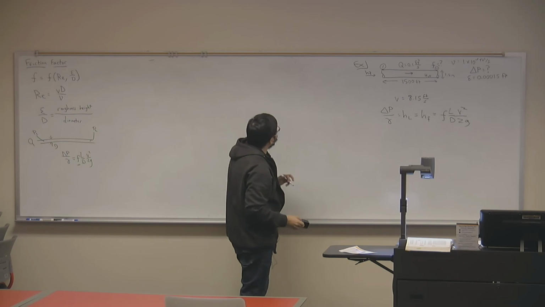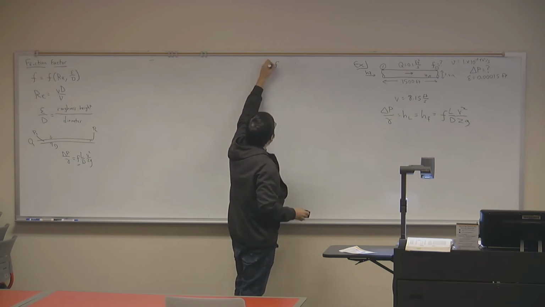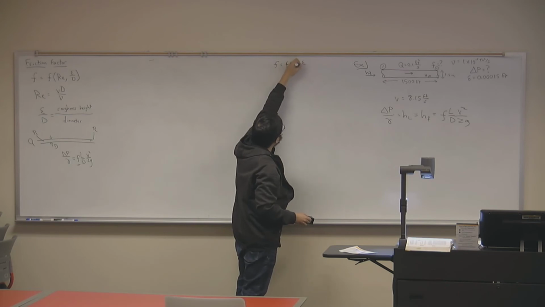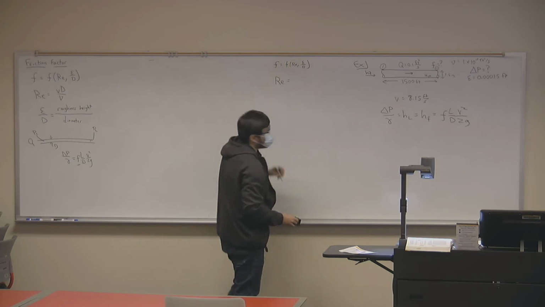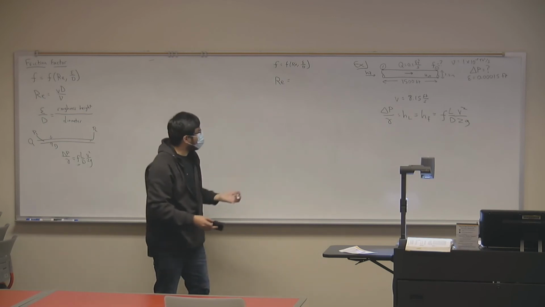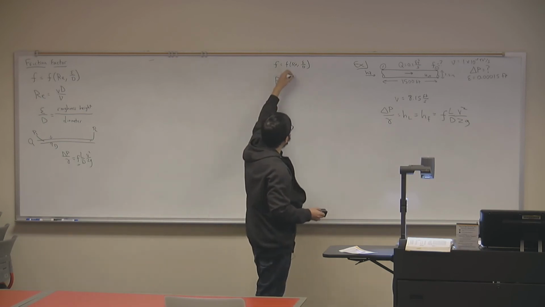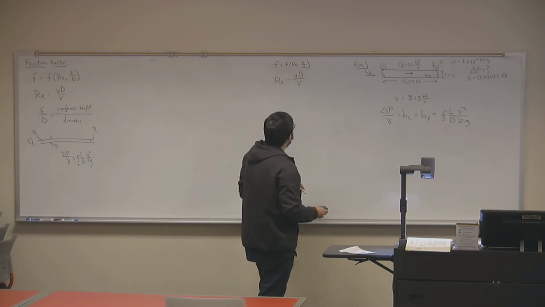Now, in order to find the friction factor, we need to recognize that the friction factor is a function of the Reynolds number and the relative roughness. Therefore, we need to find the Reynolds number. The Reynolds number, we know, is a dimensionless number calculated by taking the product of velocity and diameter and then dividing by the kinematic viscosity.